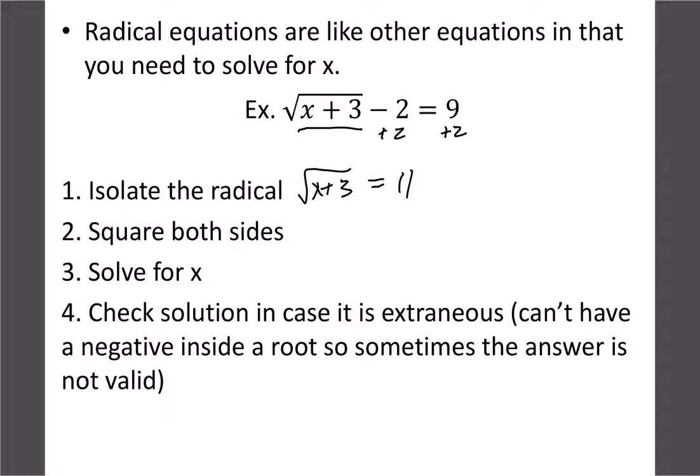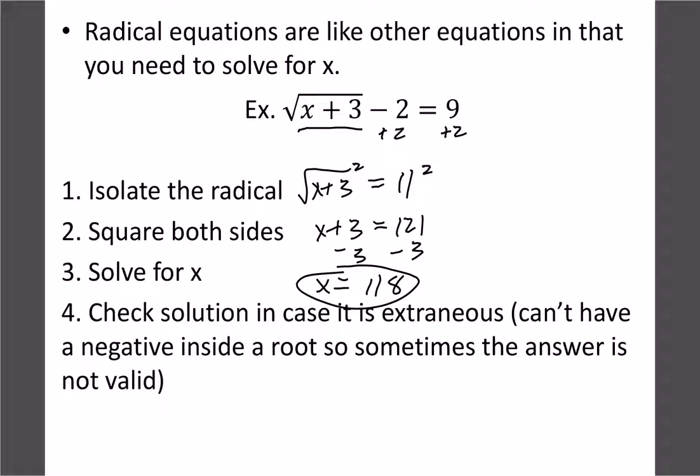Now we have the square root by itself, so now we can just square both sides. That will give us x plus 3 equals 121. And then our last step is we want to get the x by itself. So if we subtract 3 on both sides, we get x equals 118. So that is the answer, and we did it, and it was pretty easy.